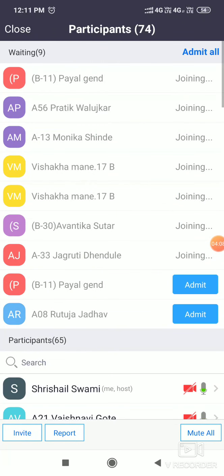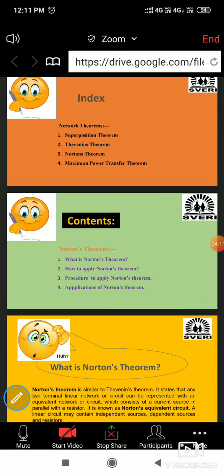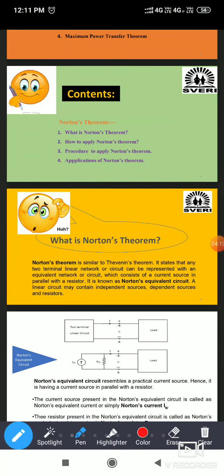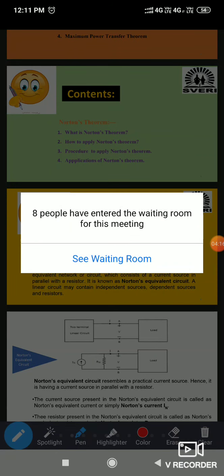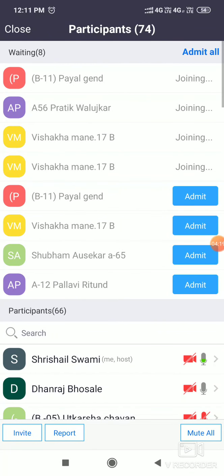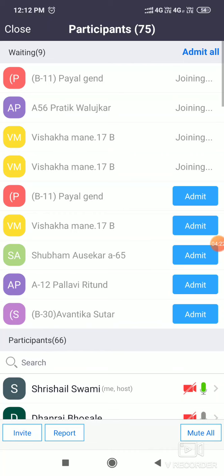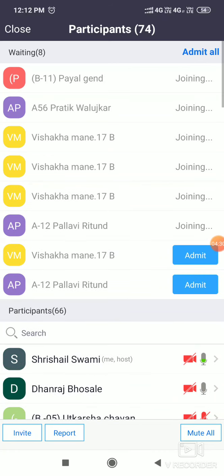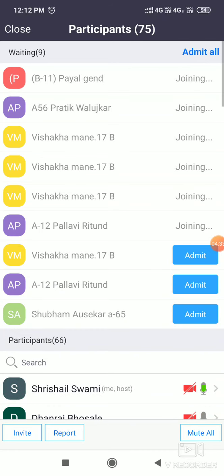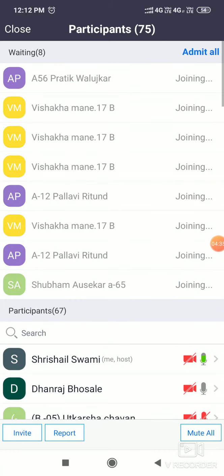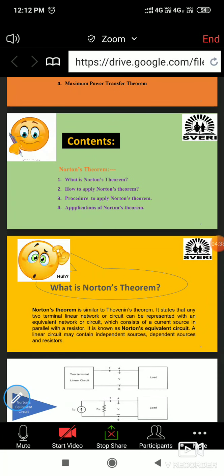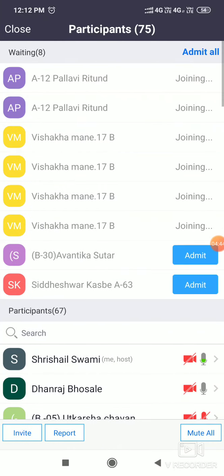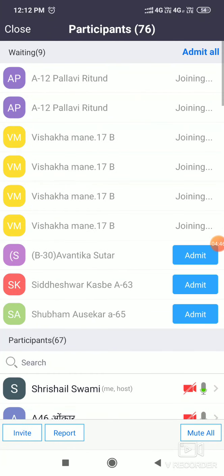First of all, I will start with the theorem statement. What is Norton's theorem? Norton's theorem states that in a linear network, the very important condition is that the network should be linear. Once again I will repeat, what is the meaning of linear network? A linear network means it consists of only resistors, capacitors and inductors. Do you understand? The network consisting of only R, L and C, because these elements possess the linearity property.